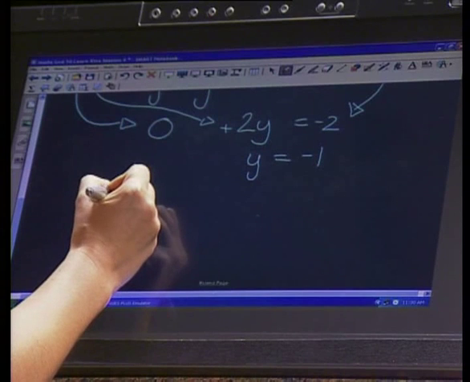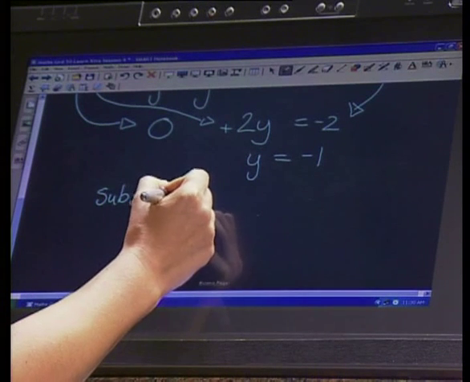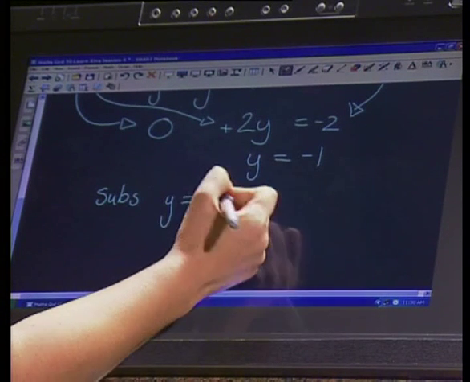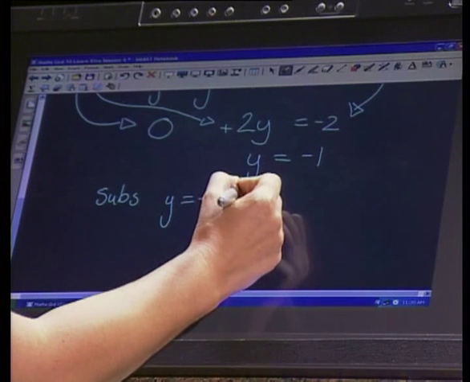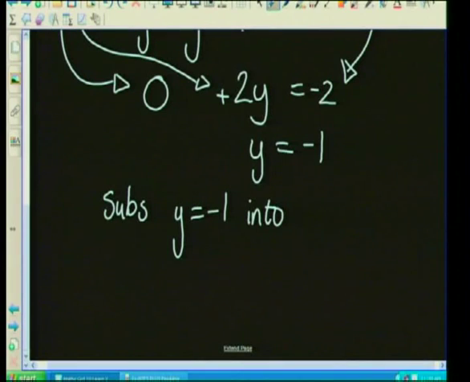Well, I'm going to substitute that value for y into an equation. Because there are so many equations going on here, it's really important that you tell your teacher what you're doing. So you need to say you're substituting y is equal to negative 1 into 2x plus 3y is equal to 5.